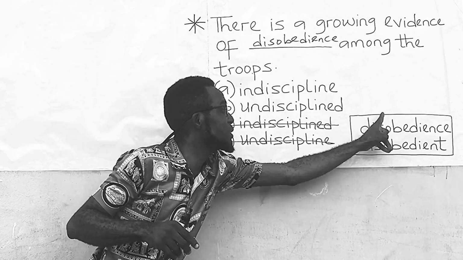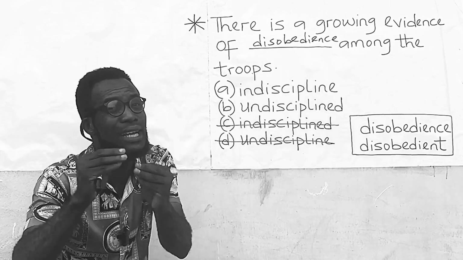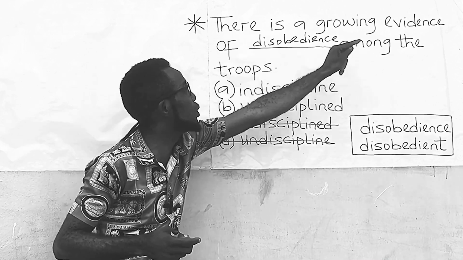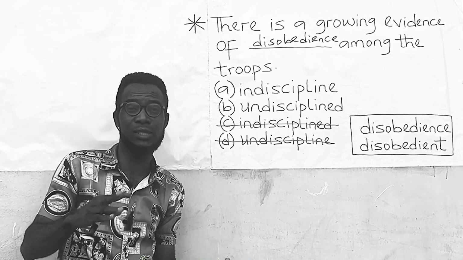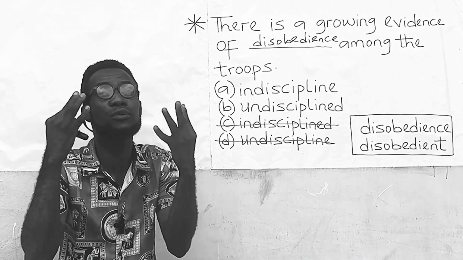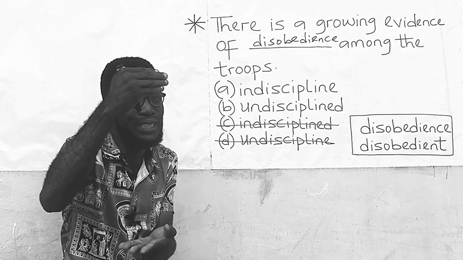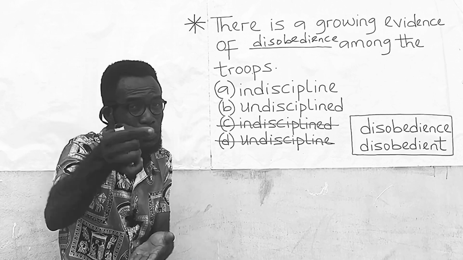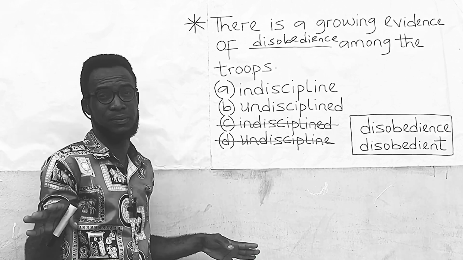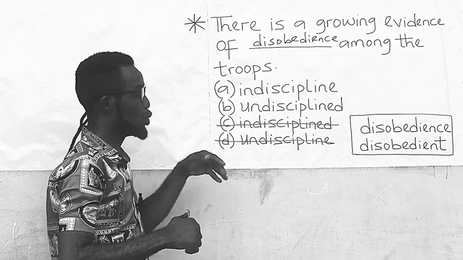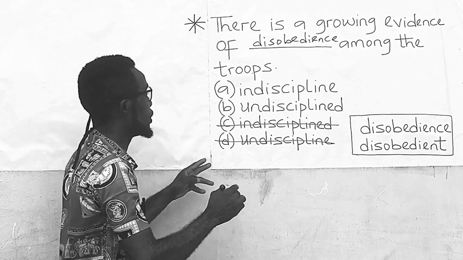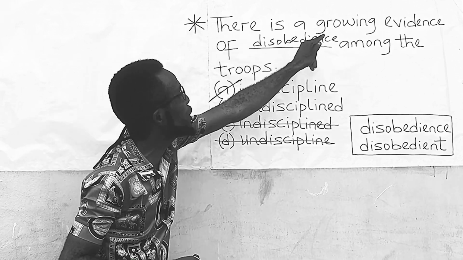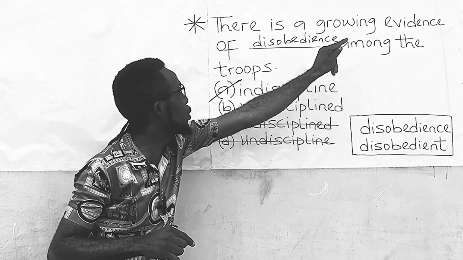It is disobedience that can conveniently enter the gap because I can say there is a growing evidence of disobedience among the troops. And we have said that if the gap in the question can conveniently be filled with the word disobedience, then the answer to the question is indiscipline, the one that does not end with a D. So if you look at the options, you will find out that the correct option is option A, indiscipline. So that the question reads, there is a growing evidence of indiscipline among the troops.